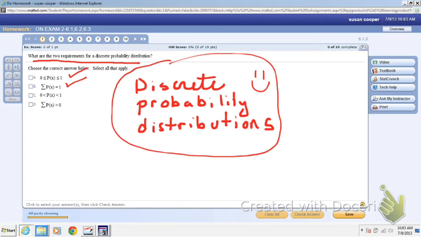By process of elimination, it's not C, and the sum of the probabilities should not equal 0. So we're thinking A and B. Let's check those off.